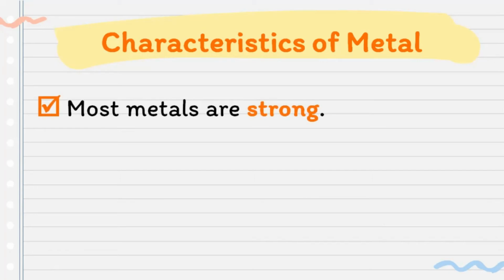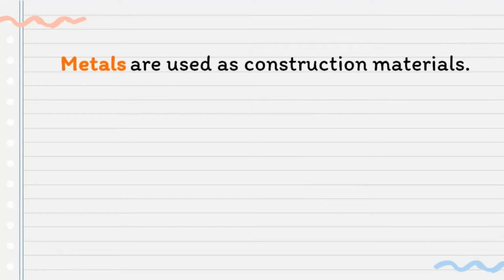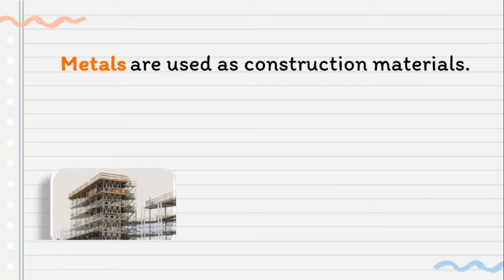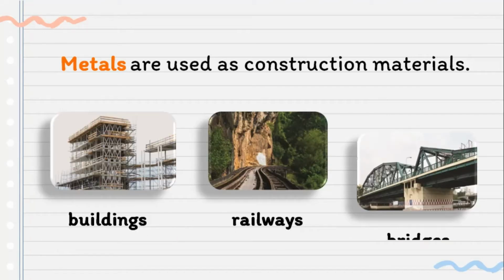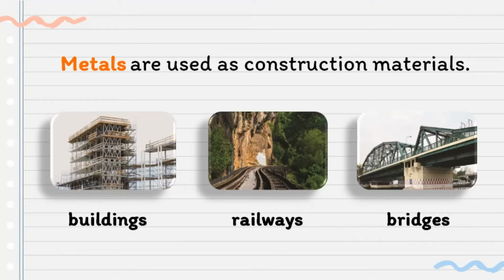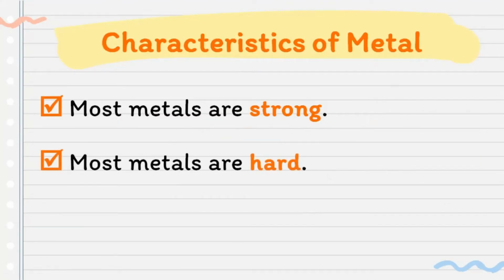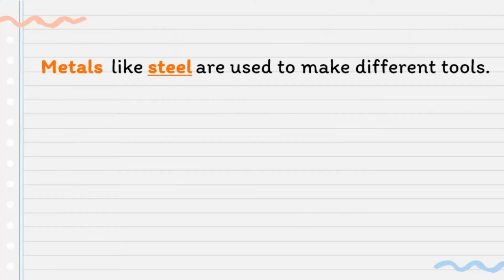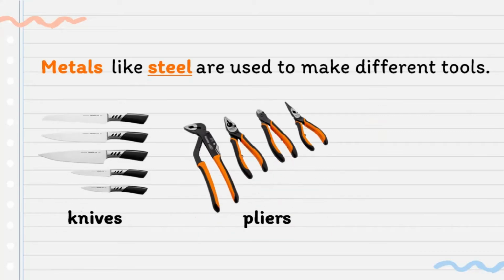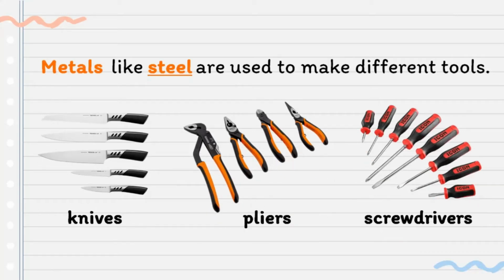Number 1. Most metals are strong. Since metals are strong, they are commonly used as construction materials for buildings, railways, and bridges. Number 2. Most metals are hard. Metals like steel are used to make different tools like knives, pliers, and screwdrivers.